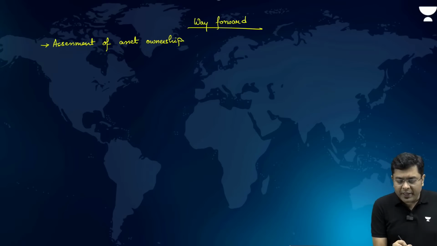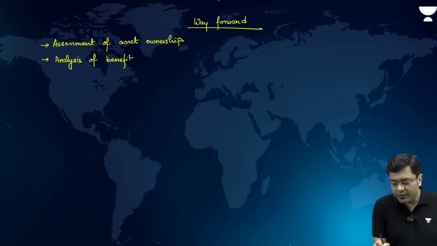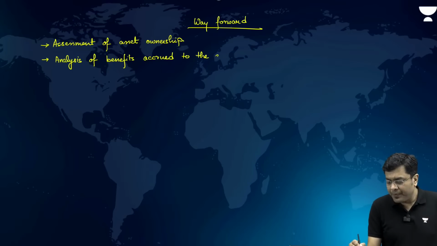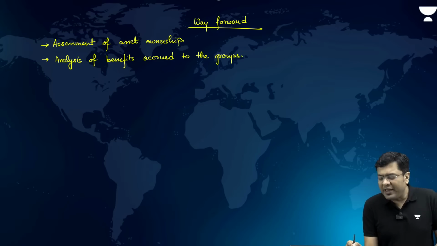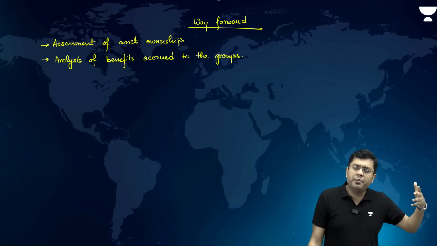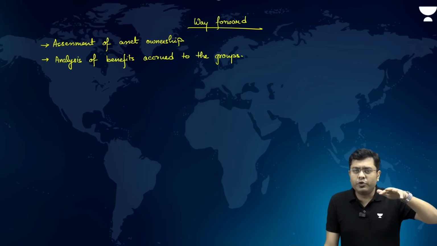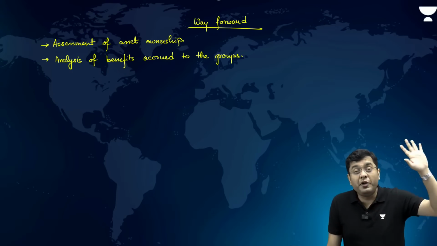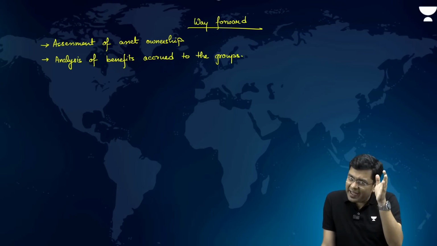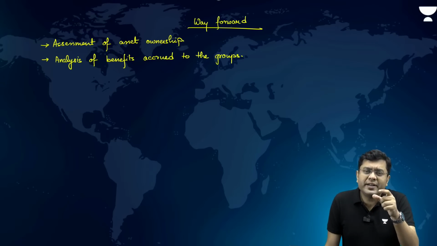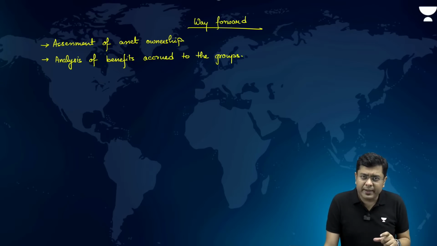Also, there needs to be a recalibration and analysis of benefits accrued to the groups. Now, this need not be exclusionary in nature. What do we mean by that? For example, when you analyze who has benefited from reservation within scheduled caste, within scheduled tribe, it is not always that, okay, now we will not provide them reservation. The analysis needs to be done in order to understand which groups are actually languishing behind.